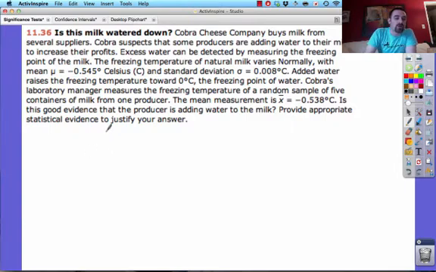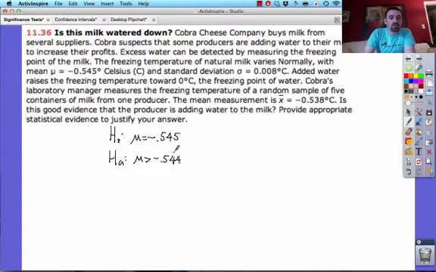So let's look at what we have here. Our null hypothesis is that the milk is not watered down. Indeed, it freezes at negative 0.545. The alternative is that the milk has been watered down, and therefore the freezing point is significantly larger than negative 0.545. Those are our two options. Those are our hypotheses. Now we look at the evidence we have.